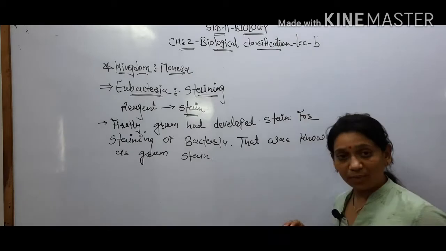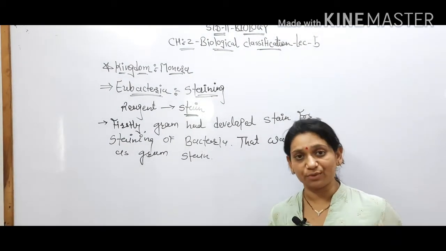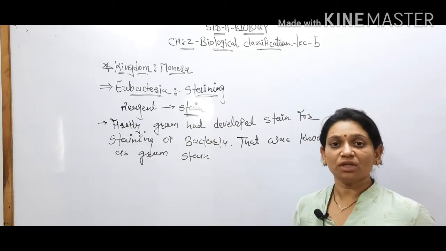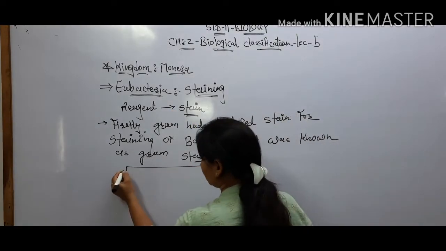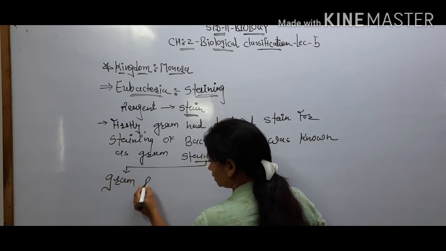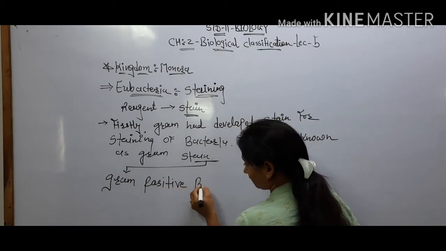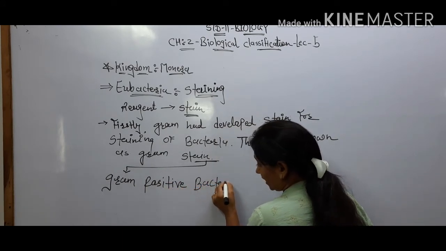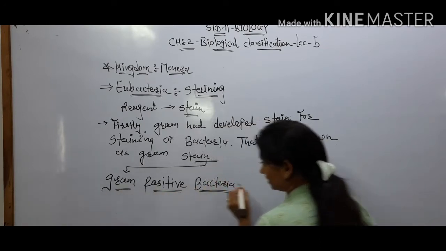Fine. Now on the basis of the capacity of bacteria to absorb this gram stain, the bacteria are mainly classified into two types. First one is the gram positive bacteria and another one is known as the gram negative bacteria. Fine.